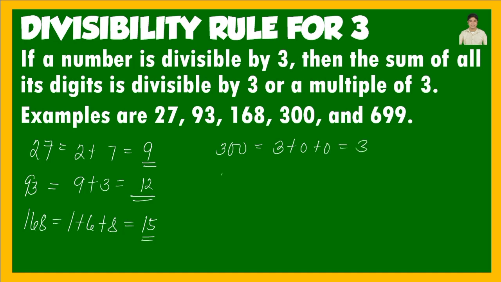And finally, we have 699. 6 plus 9 plus 9. So 6 plus 9, that is 15, plus 9, we have 24. So if we're going to divide 24 by 3, we'll get 8. Therefore, all these numbers are divisible by 3: 27, 93, 168, 300, and 699.